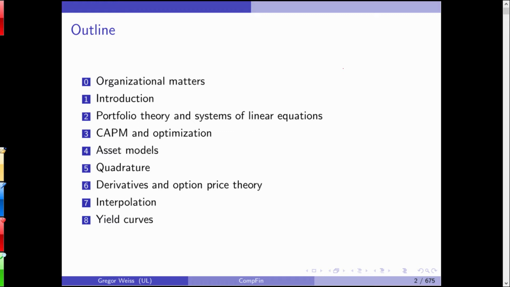Then, at the end, we'll talk about interpolation and splines, which is actually quite interesting. It's a field and an area in numerical analysis that seems to have no direct application in finance, but it actually has when it comes to the estimation of yield curves and how it's done by central banks. Okay, so this is the general outline of the class.